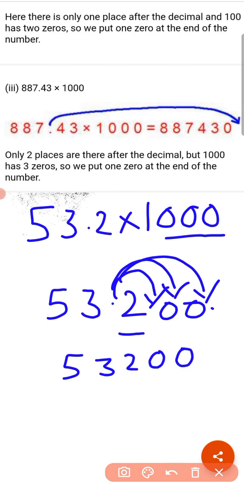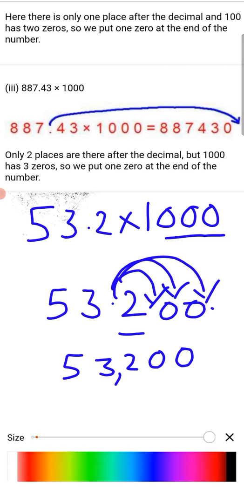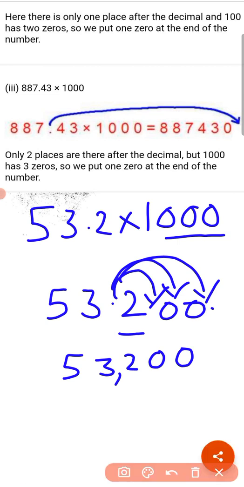53200. 53,200. So children, here in the decimal part there is only 1 digit. We need 2 more places also, because here we are multiplying by 1000. So the decimal will move 3 places to the right side. So we can put zeros like this.